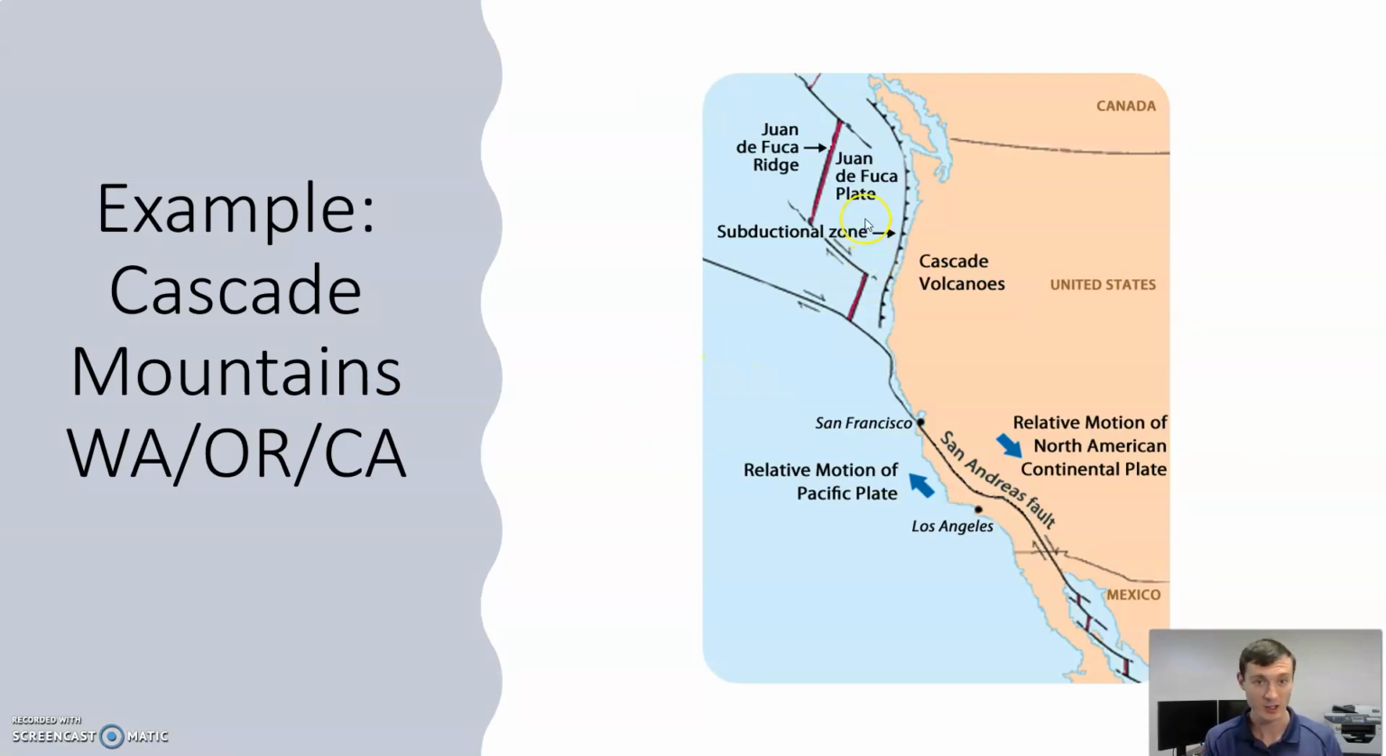And one example of this is here in North America. So we have an oceanic plate, something called the Juan de Fuca plate, which is actually subducting beneath the North American plate, continental plate. And as a result, what we get is this line of volcanoes, the Cascade volcanoes, which mirror the plate boundary, but are actually on the continent.